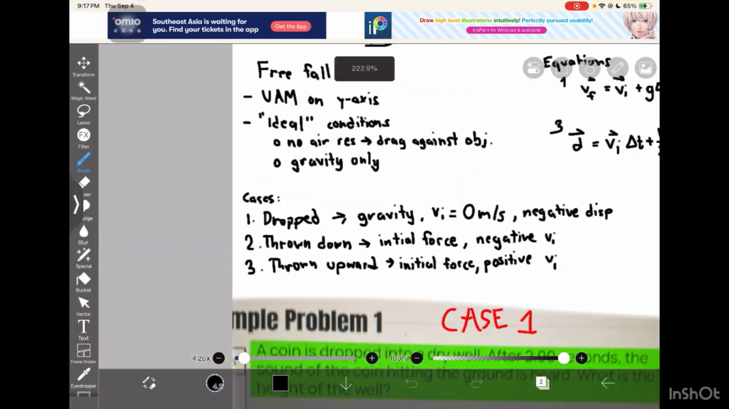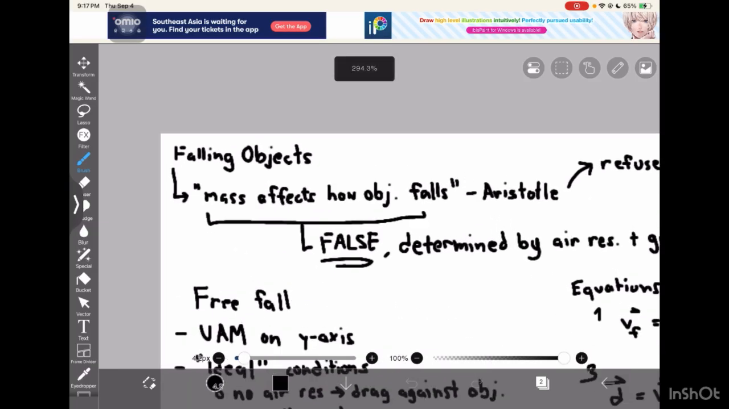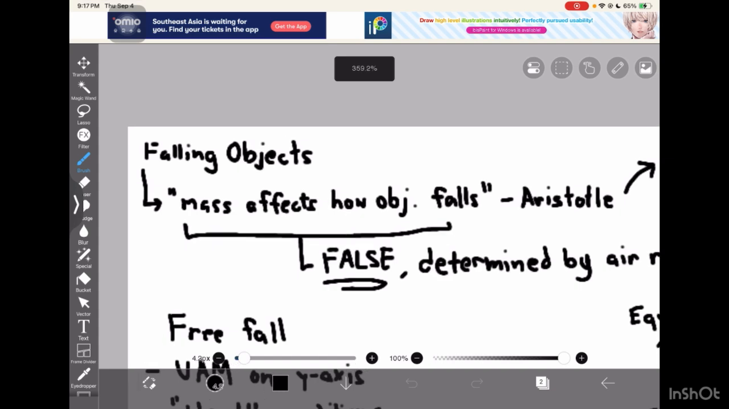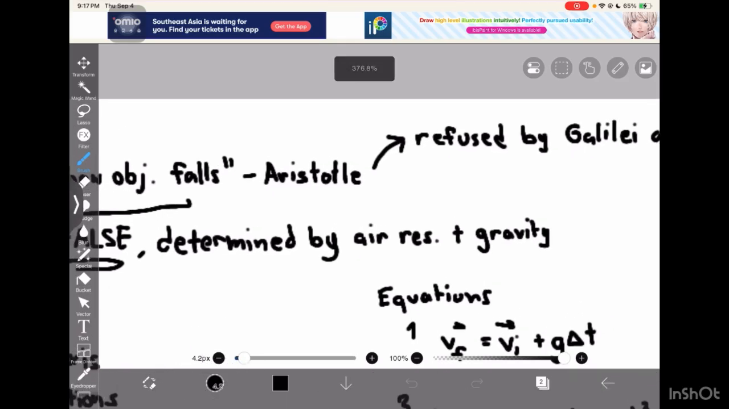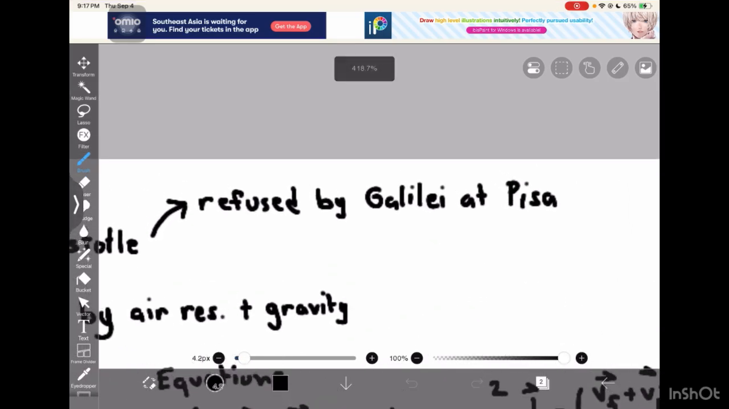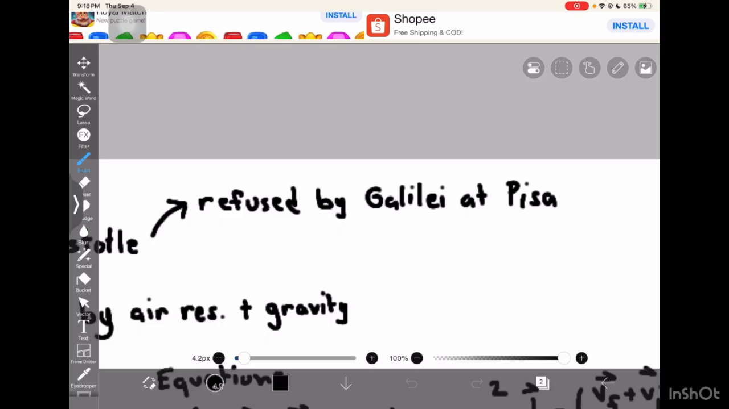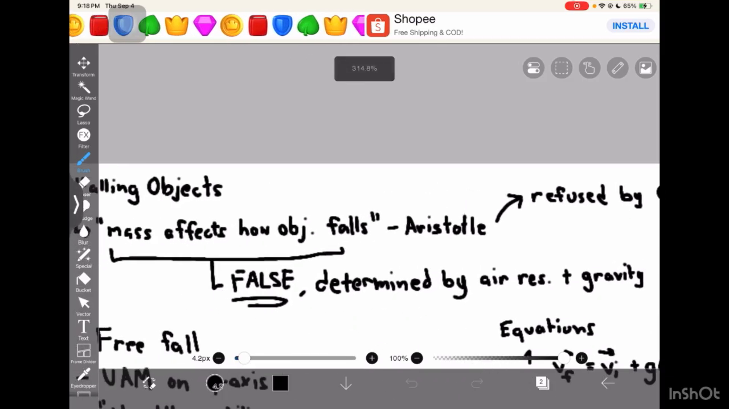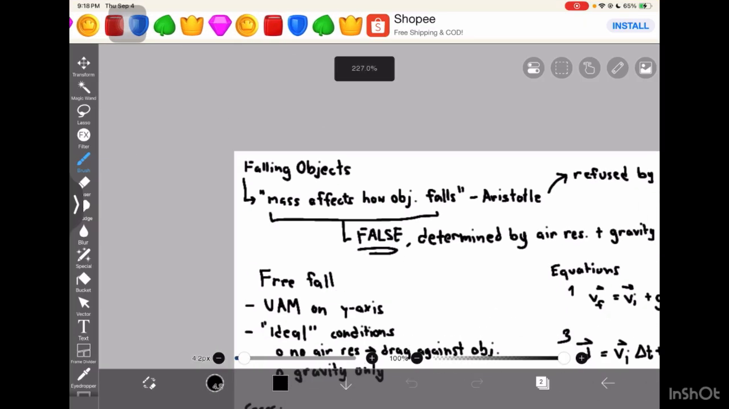Okay, case 1. Oh, sorry. Let me give an introduction. Free fall is falling objects. According to Aristotle, mass affects how objects fall. But then it was determined that falling is determined by air resistance plus gravity. And it was refuted by Galileo Galilei at Pisa when he threw a bowling ball and a feather from the top of a tower, and both of them landed at the same time. Seeing as how the masses are different, it invalidates Aristotle's claim.